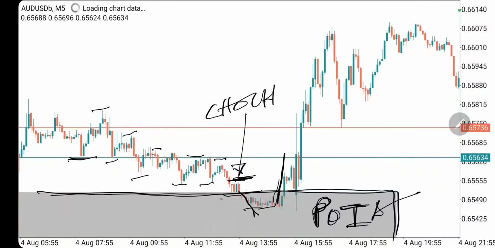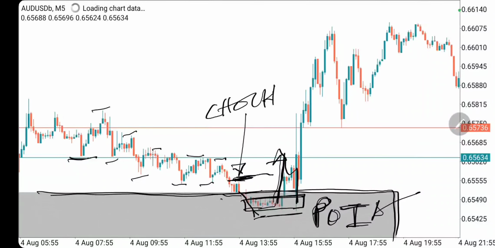So you can see that the market broke structure and took out this supply zone. And now when the market took out the supply zone, we wait for the market to come back to the zone that triggered the break of structure. You can see that the market bought up and came back. So this is our entry.